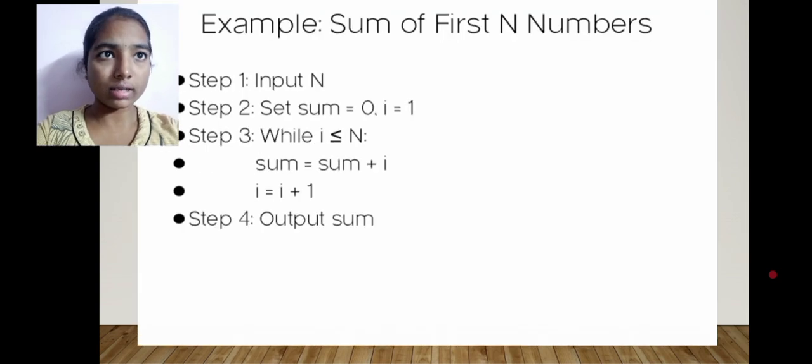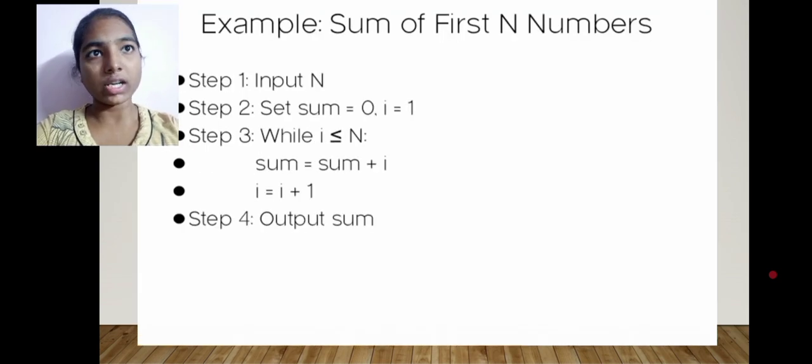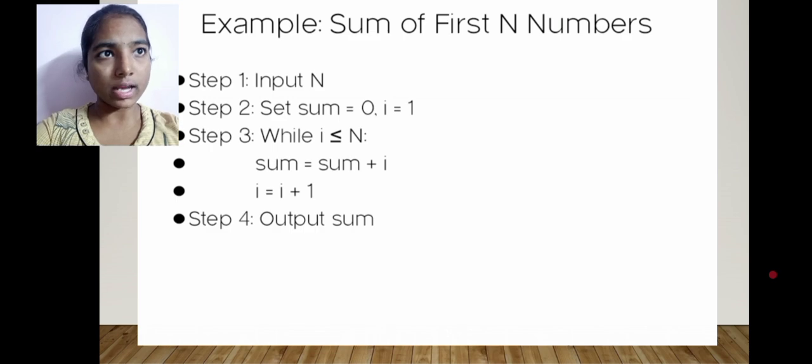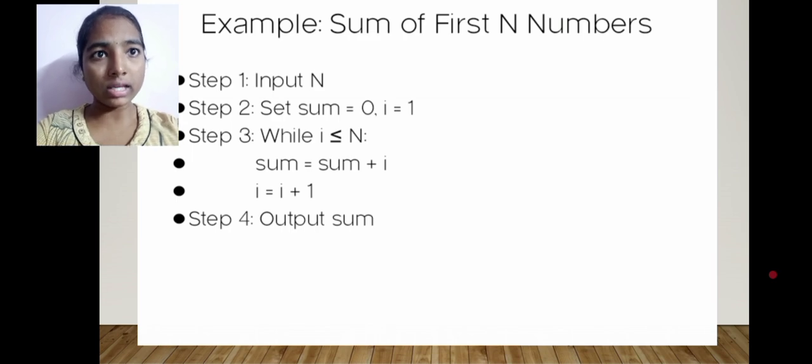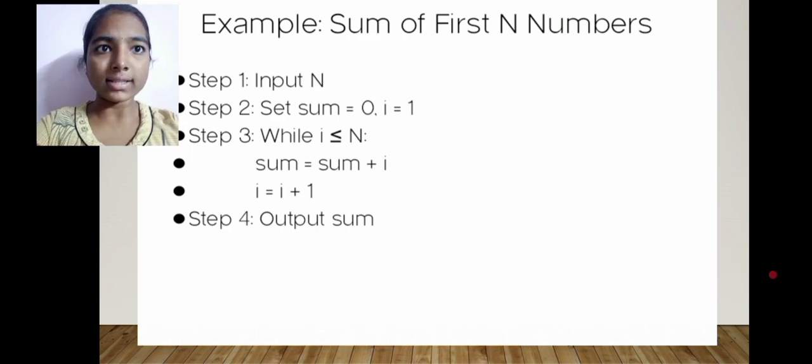What is an example of a repetition algorithm? For example, sum of the first n numbers. Step 1, input n. Step 2, set sum equals 0 and i equals 1. Step 3, while i is less than or equal to n, sum equals sum plus i, and i equals i plus 1. And step 4, the output is sum.